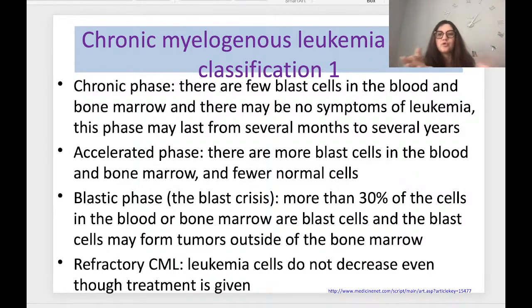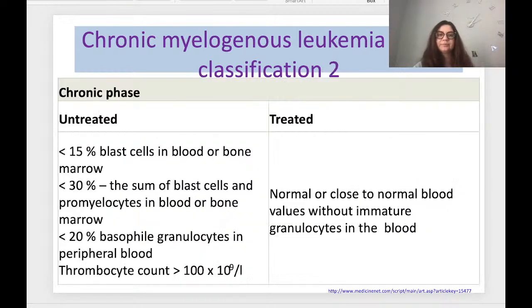You remember, for the acute form, 80–90% of all cells are blasts. Here, for blast crisis, it's 30% of all cells. Blast cells may form tumors outside the bone marrow, like the equivalent of metastasis. One more phase is refractory for chronic myelogenous leukemia, when the leukemia cells do not decrease even though treatment is given.